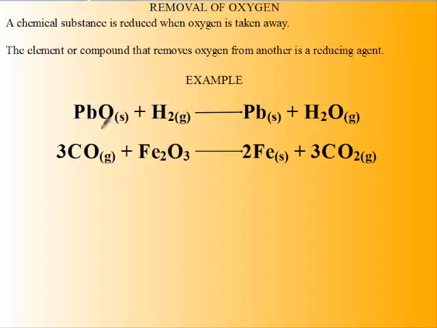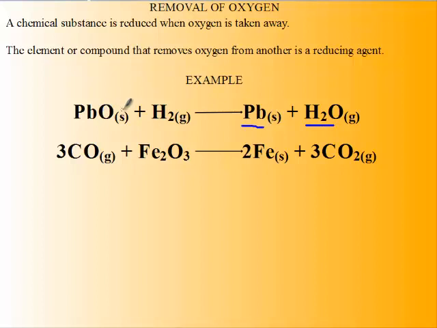Here we had lead oxide, PbO, and then we have the hydrogen gas molecule here. They react, and then we have lead standing on its own, and then water. In this case, lead has been reduced. It has been reduced because oxygen has been taken away from the lead. Now, the substance that is taking the oxygen away is what we call the reducing agent. Hydrogen is a reducing agent in this case. It is a reducing agent because it is taking away the oxygen from the lead.